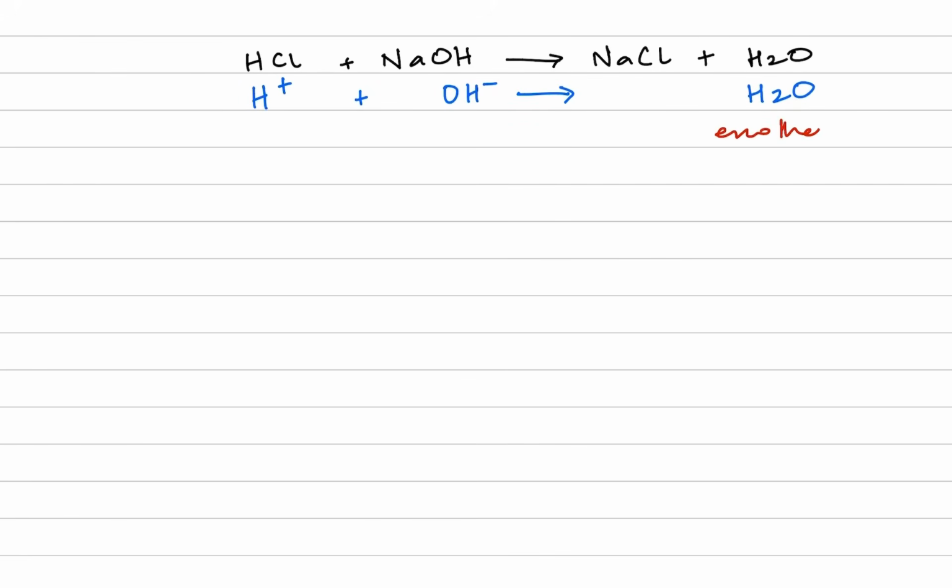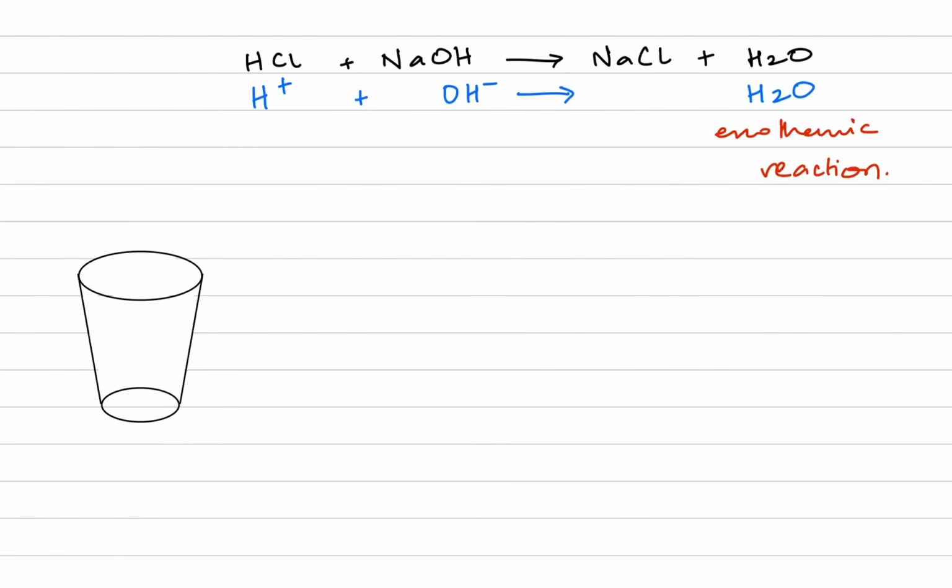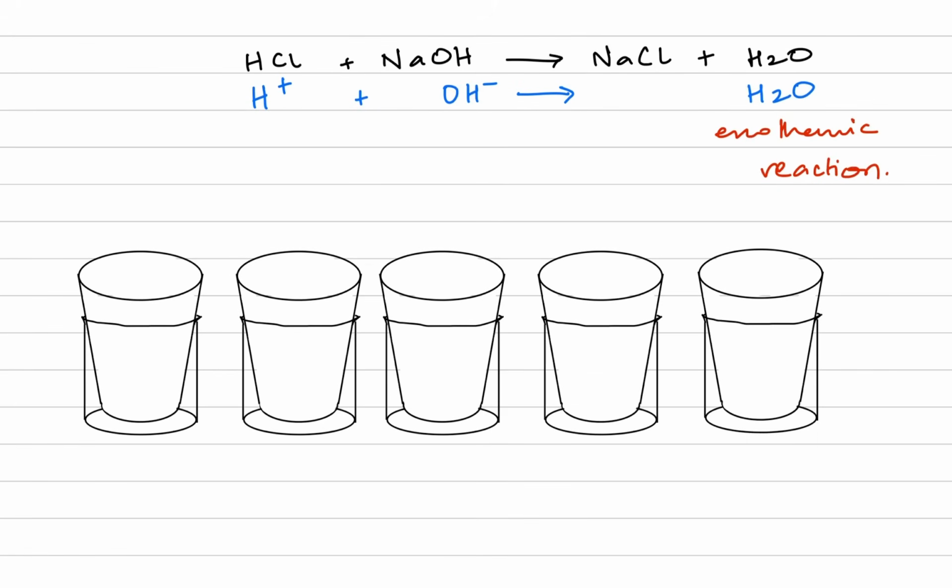For example, in today's video, we'll be dealing with hydrochloric acid neutralizing sodium hydroxide to produce sodium chloride salt and water, which is the enthalpy of neutralization. The H+ ions from the acid will be neutralizing the OH- ions from the alkali to produce water. That is known as the enthalpy of neutralization. It's an exothermic reaction.